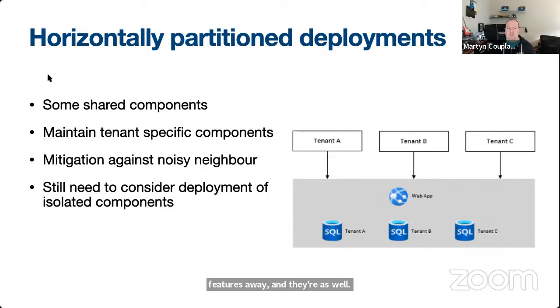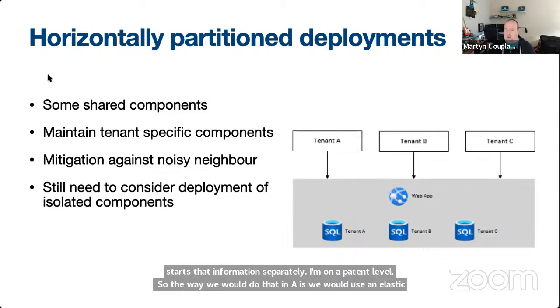So most of my experience from here would be the horizontal partition deployments that we've just talked about, where, for instance, all of our microservices and our front end are all hosted as containers on AKS. And we have a catalog or a core database which stores all of the tenant information in. And then we have a database, which is named the tenant ID, which stores that information separately on a per tenant level. So the way we would do that in Azure is we would use an elastic pool. That'd be a good way to do it in a cost-effective way.